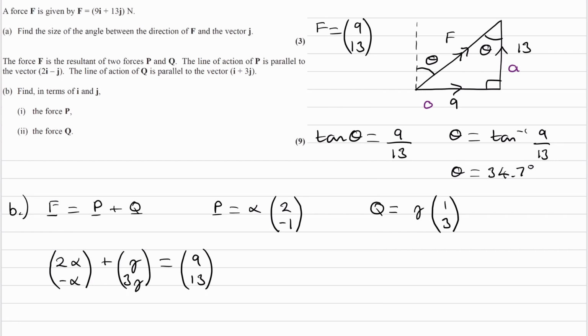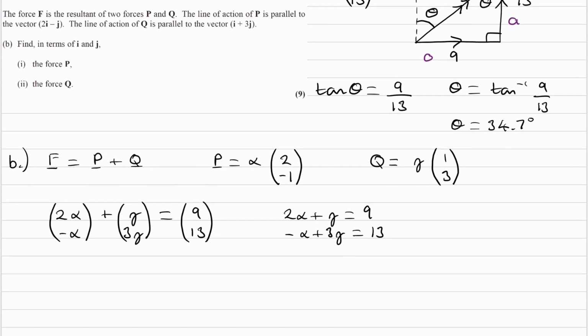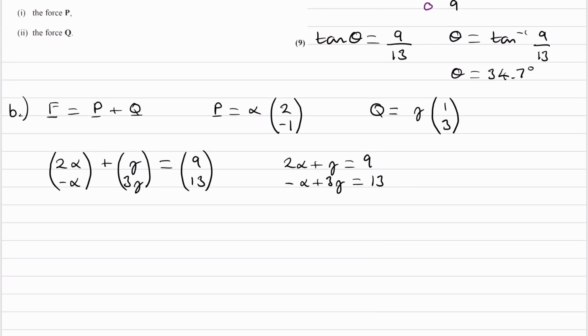And then we can look at the i components. So 2 alpha plus gamma will equal 9. That's the i component. And the j component will be minus alpha plus 3 gamma is equal to 13. And then we solve simultaneously. So I'm going to times the second line by 2. So I get minus 2 alpha plus 6 gamma is equal to 26. Add the two things, I get 7 gamma is equal to 35. So gamma is then 5.